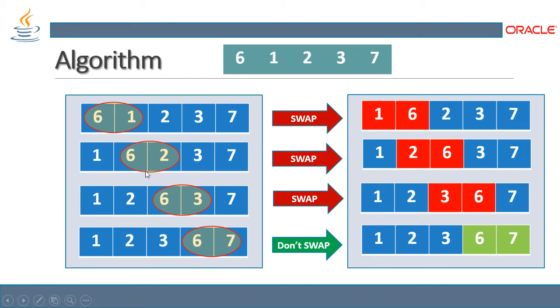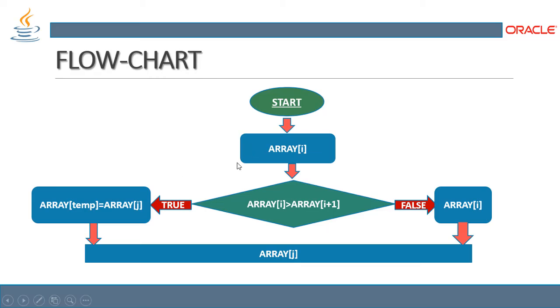Sometimes when the move it is not sorted. So the next cycle it will again reiterate and check whether the numbers are in the correct position, and based on that it will swap. So next, let's look at the flow chart.